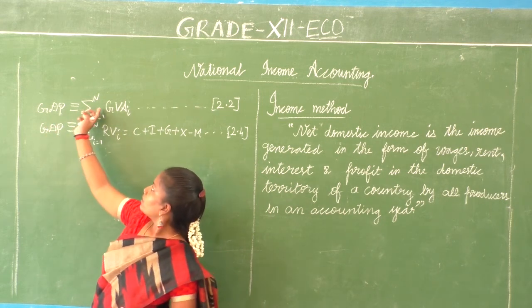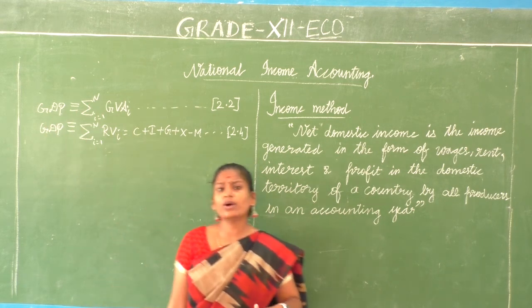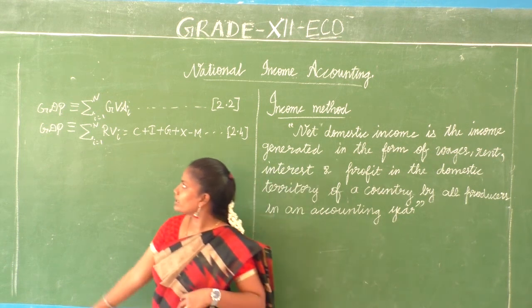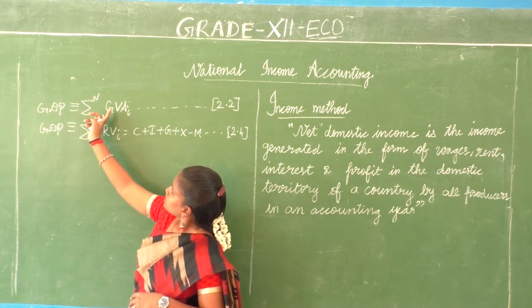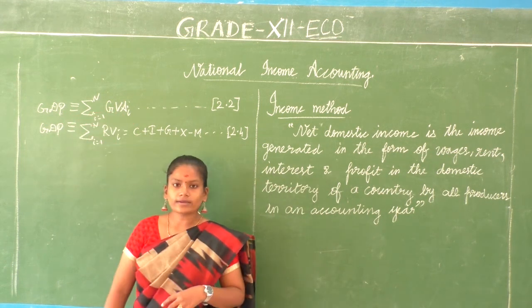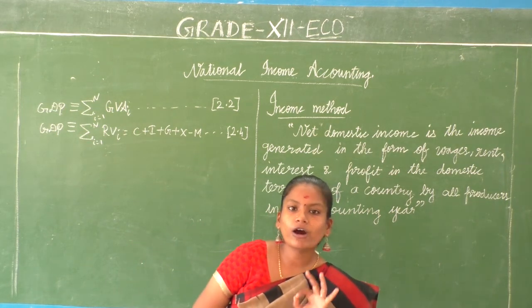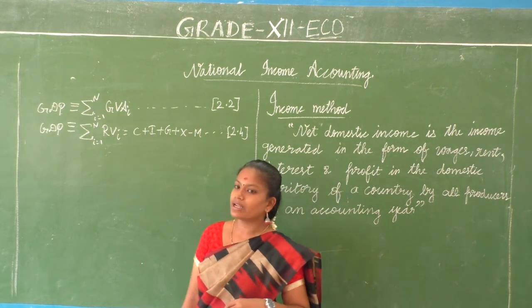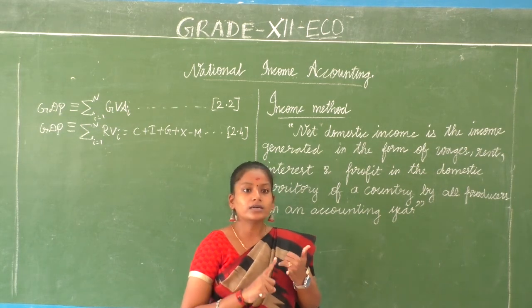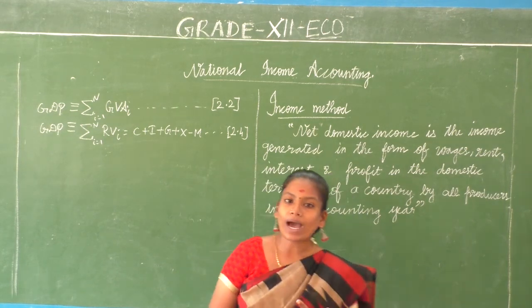Whereas in the value added method, how did we calculate? We calculated using GVAI, that is, the gross value added of firm I. That is how we have calculated with the help of the expenditure method and the value added method.